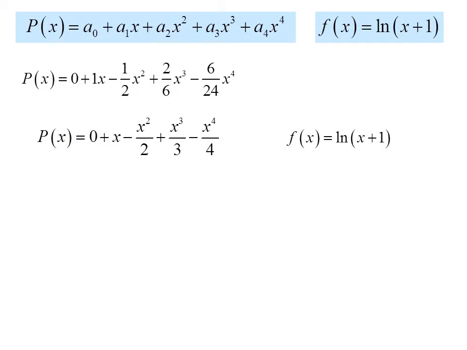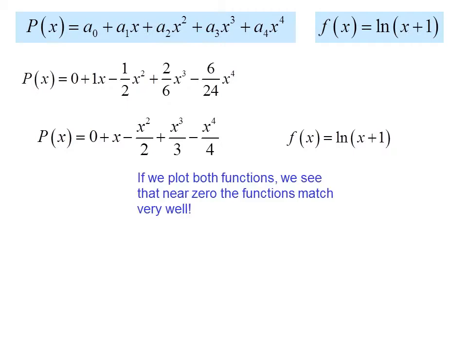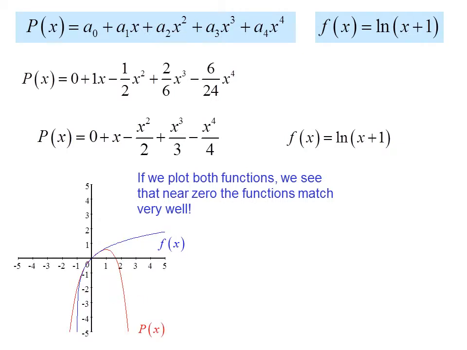Now comparing this to our original function, which is f of x equals ln of (x plus 1), if we plot both functions, we see that near 0 the functions match very well. So here we have the graph of f of x in blue and p of x in red. Now, of course, when we get very far away from 0, even just 2 or 3 units away, the approximation is not good at all.